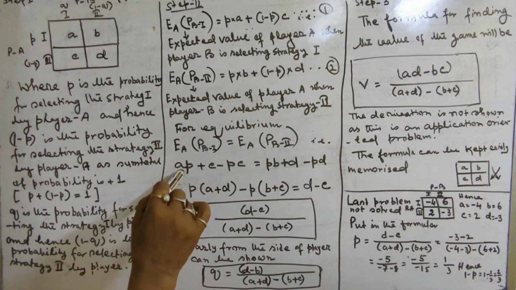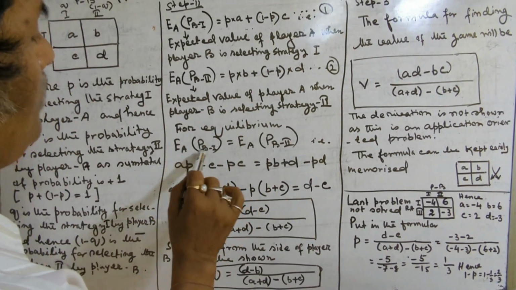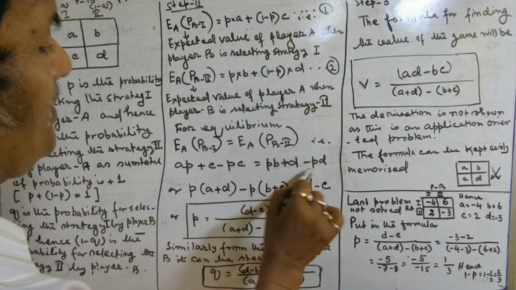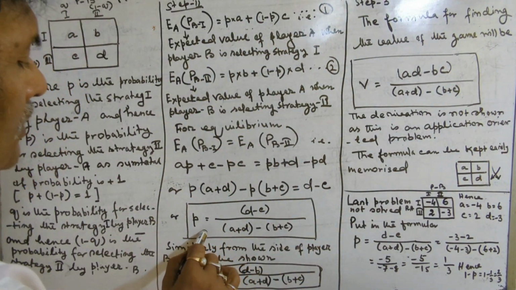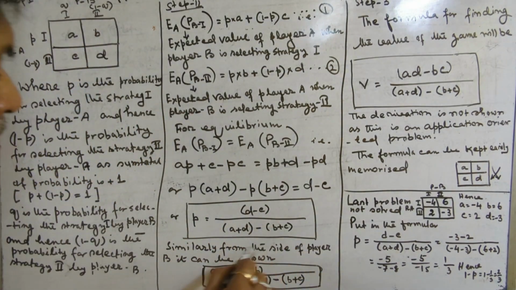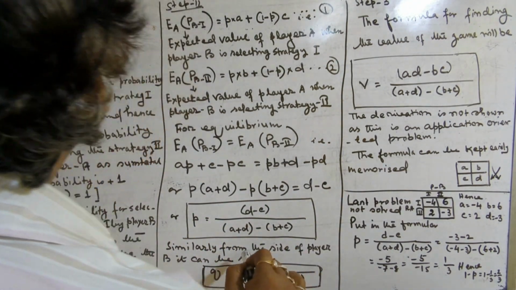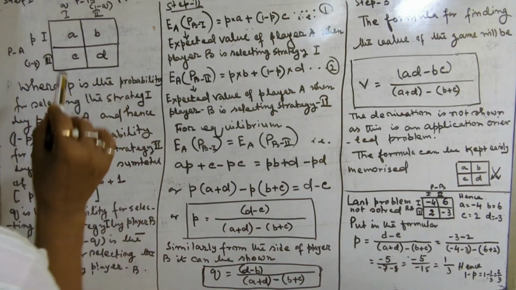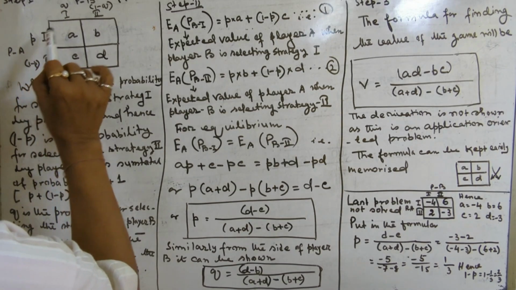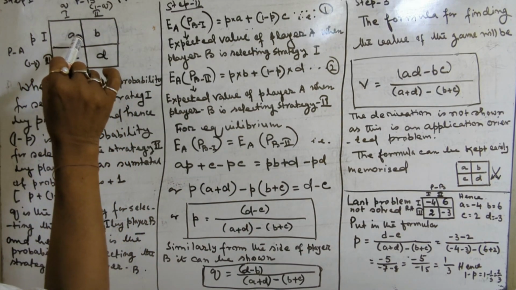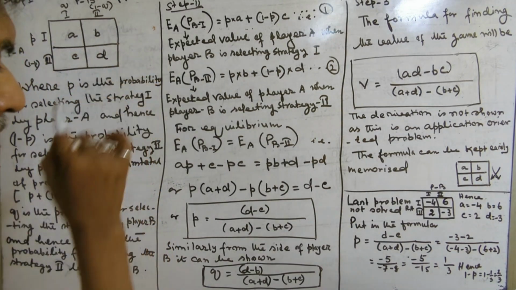I put in the formula only. The expected value of that is A into P plus C into (1 minus P). So this way if you solve, then you will get the value of P, you can check it. Similarly, for player B it can be shown. I have not shown it in detail, the process is the same. If player A is taking strategy 1, then the expected value will be Q into A plus (1 minus Q) into B. In this way it can be done.